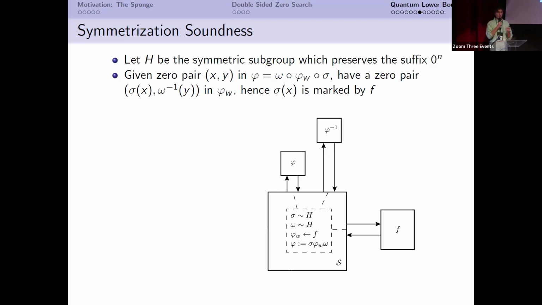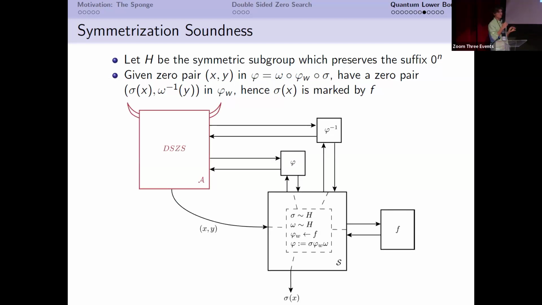And then, I'll come back to why this is random, but for now just believe me, we take this interface that we've implemented and hand it to an adversary for double-sided zero search. It solves the problem. We get this pair.